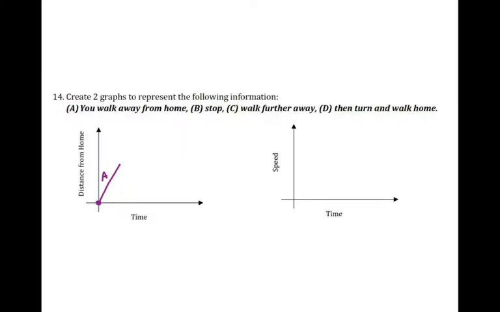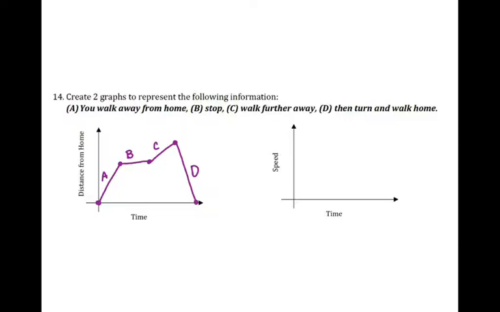And then I stop. Maybe I was looking at a tree. Maybe in the tree was a bird, and I was looking at the bird. So I'm stopping. So that means my distance from home is not changing. I'm walking further away. So that's this part of my graph. So my distance from home is continuing to increase. And then from there, I realize, oh crap, I forgot my phone at home. So I need to turn around and walk home. So that means my distance from home is going back to 0. So that is that portion of the graph.